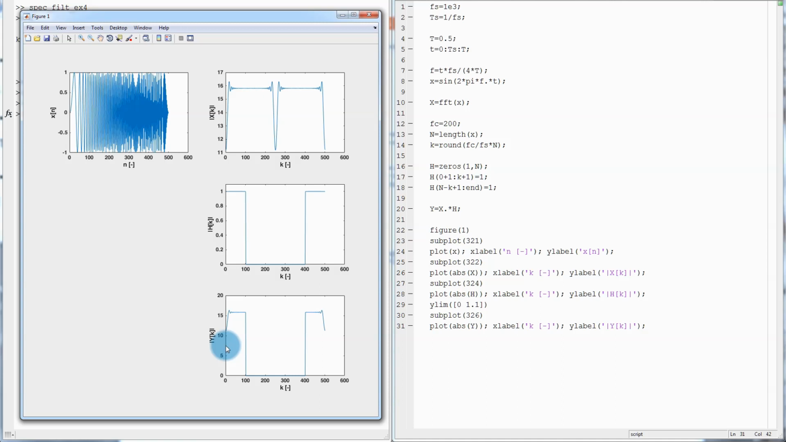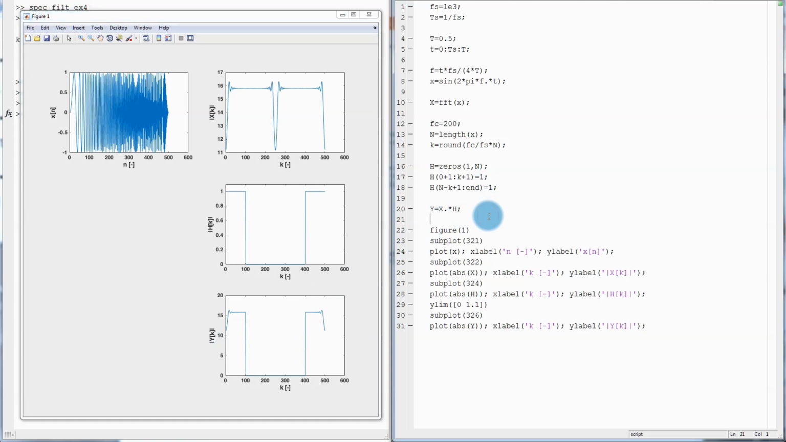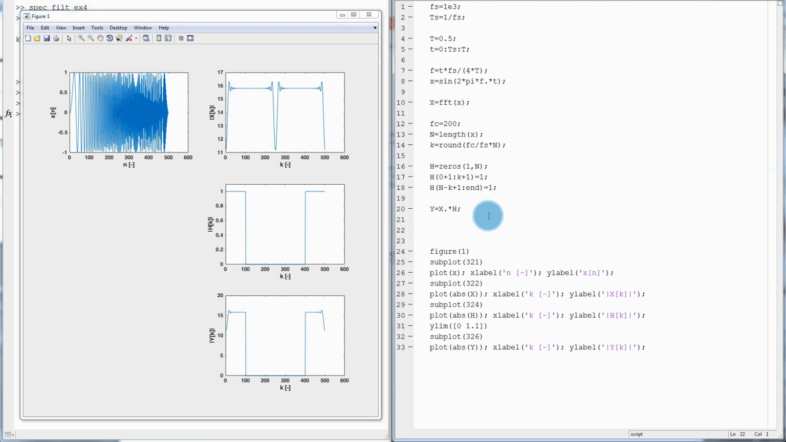So I have my signal filtered in the spectral domain, but of course I'm usually interested in what's going on in the time domain, so I need to take my signal back into the time domain by computing the inverse Fourier transform. The IFFT is the inverse fast Fourier transform, which corresponds to an efficient implementation of the inverse discrete Fourier transform. So I have computed my signal in the time domain, and the only thing left to do is to plot it.